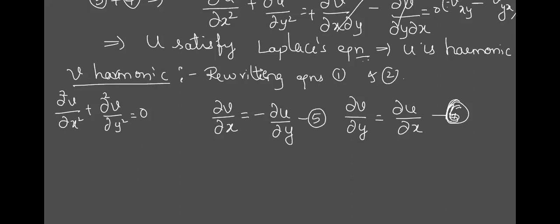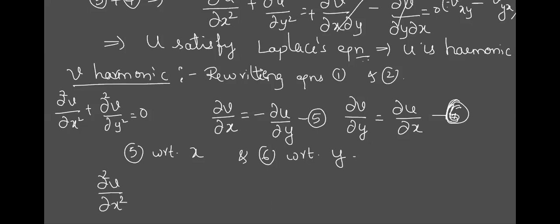Tell me what has to be done. Or else I'll take a shortcut, explain, and leave. I'll give you the notes. But understanding is important. Tell me what has to be done now. Okay, these are the equations. Partially differentiate equation 5. Yes, 5 with respect to x and 6 with respect to y. So I'll just try to write directly. What is my 5 with respect to x if I do it? What is the derivative of ∂v/∂x with respect to x again? ∂²v/∂x².